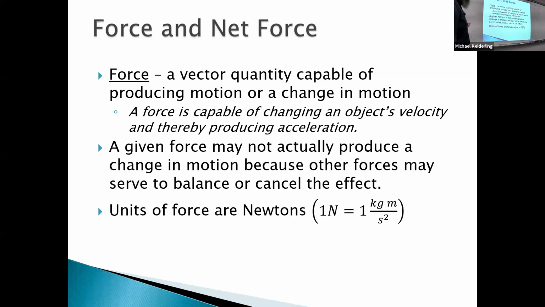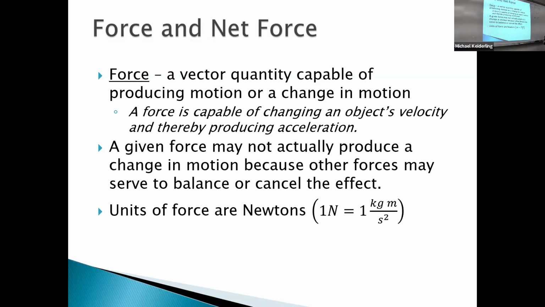So let's start by talking about what force is. Force is a push or a pull. So I can push on the wall here, applying a force. The wall will push back on me. So a force is a vector quantity. It has a size and a direction. And it's capable of producing motion or a change in motion.